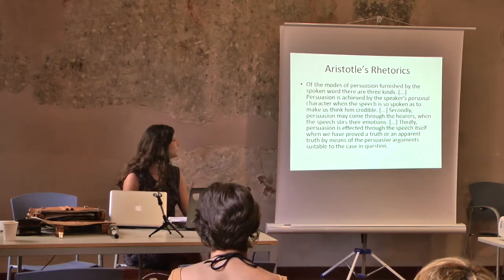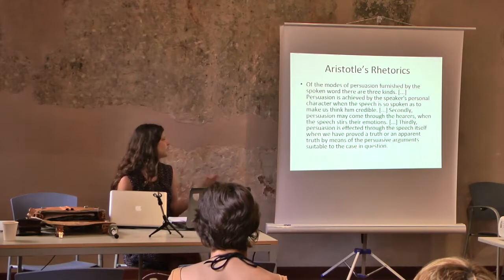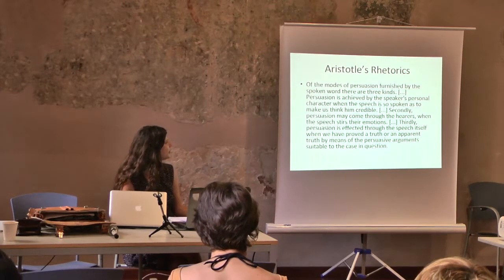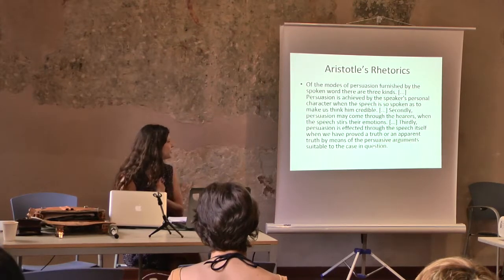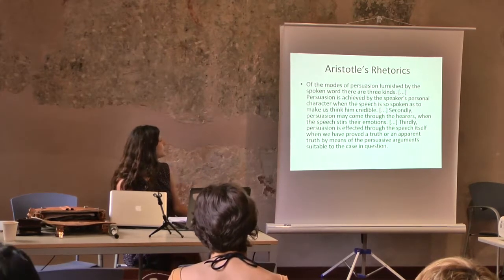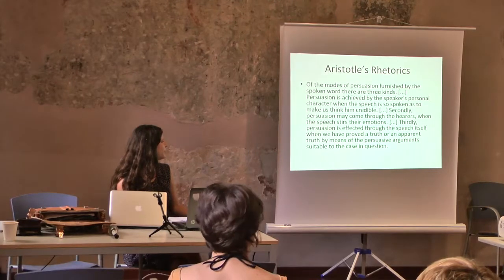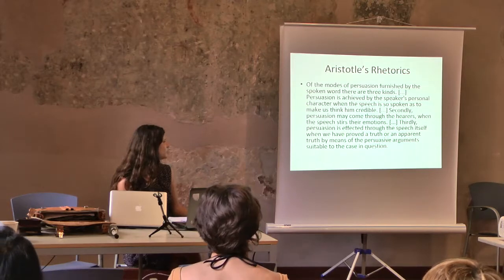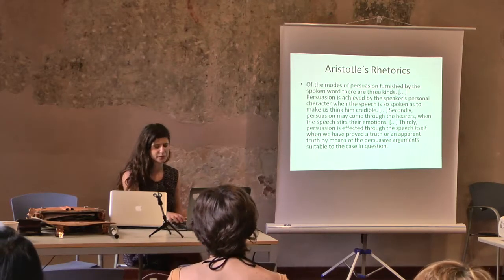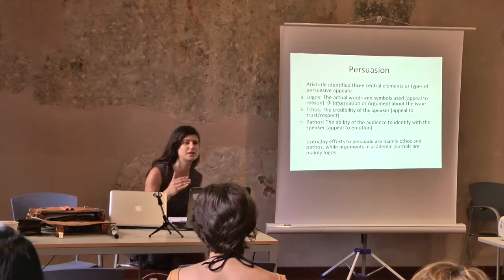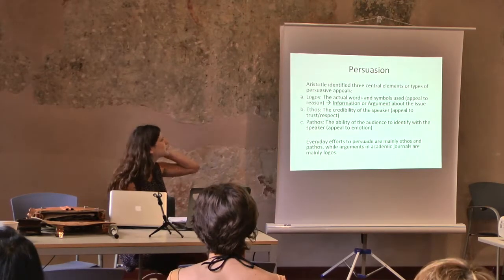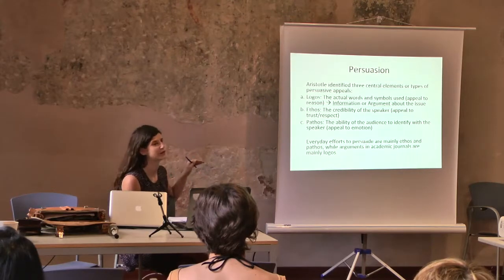Persuasion is achieved by the speaker's personal character when the speech is spoken so as to make us think him credible. Secondly, persuasion may come through the hearers when the speech stirs their emotions. Thirdly, persuasion is effected through the speech itself, when we have proved a truth or an apparent truth by means of a persuasive argument suitable to the case in question. And Aristotle divided it into these three types of persuasive appeals.